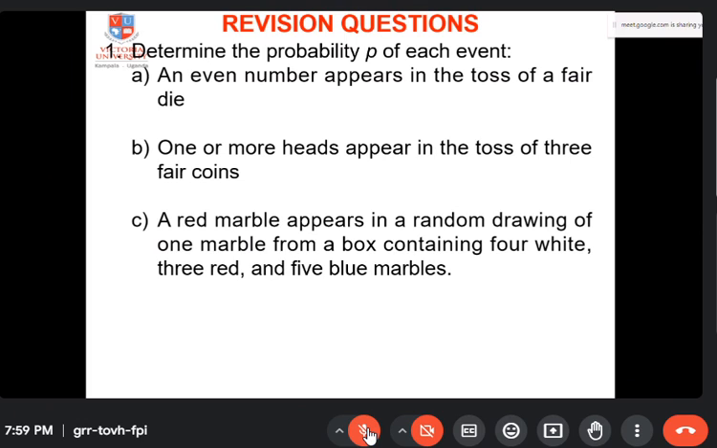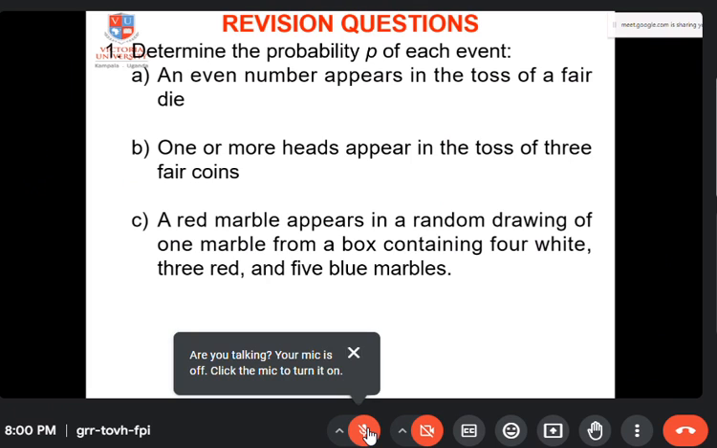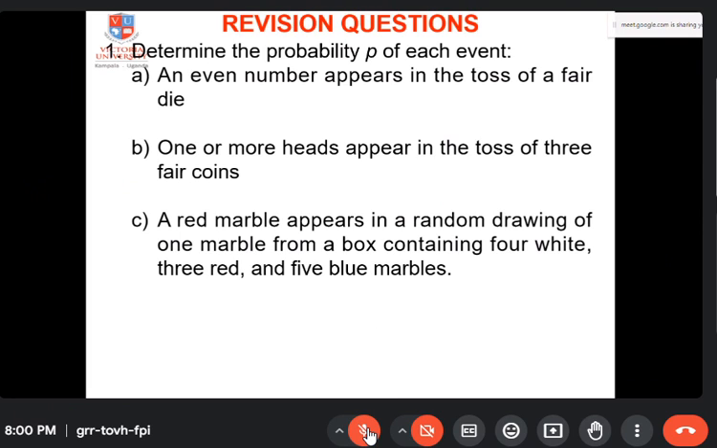Then a red marble appears when you draw 1 marble from a box containing 4 white, 3 red, and 5 blue. What is the probability that you will pick a red? The box has 4 white, 3 red, and 5 blue. So may I try? Yes, please.